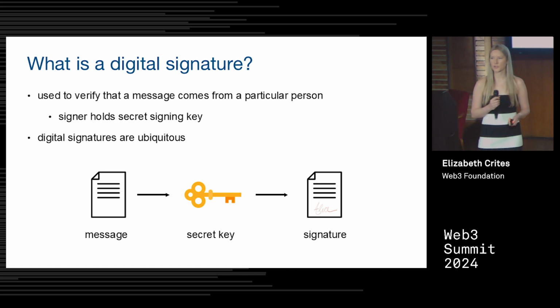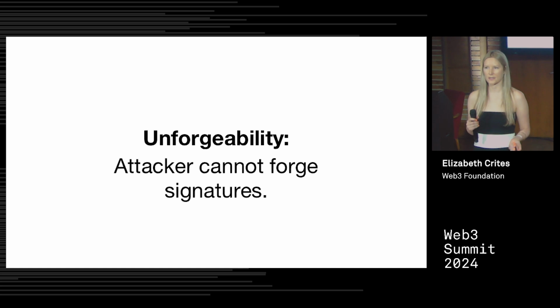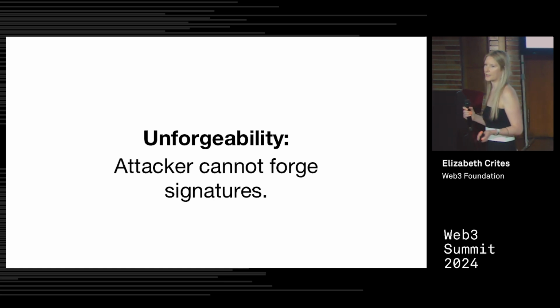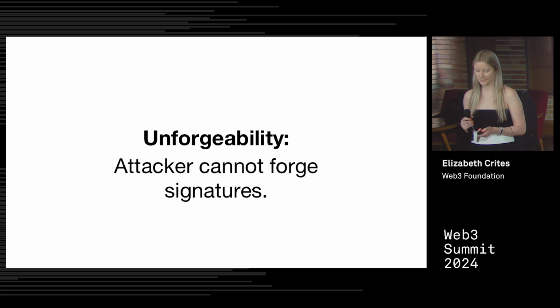So the main security property for digital signatures is unforgeability. This is what we mean when we say that a signature scheme is secure or that we've proven that it's secure. And to begin with, for single-party signatures, unforgeability just means that an attacker cannot forge a signature.